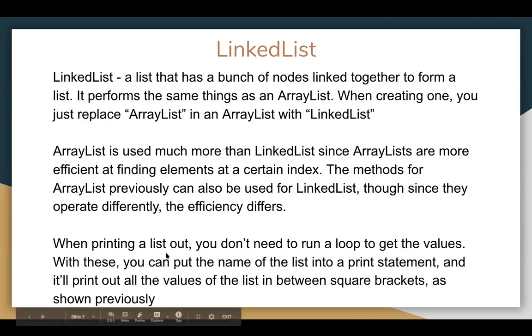This last part is about printing lists out. When you print out a list, you don't actually have to run a loop to get the values. With these, you can just put the name of the list into a print statement, and it will print the values of the list in between square brackets as shown previously. So that's another way that array lists and lists in general differ from arrays, in the fact that for arrays, you have to actually go through it and print it out in a loop. But with array lists and linked lists, you can just put the name of the list into a print statement, and it'll print out like normal.